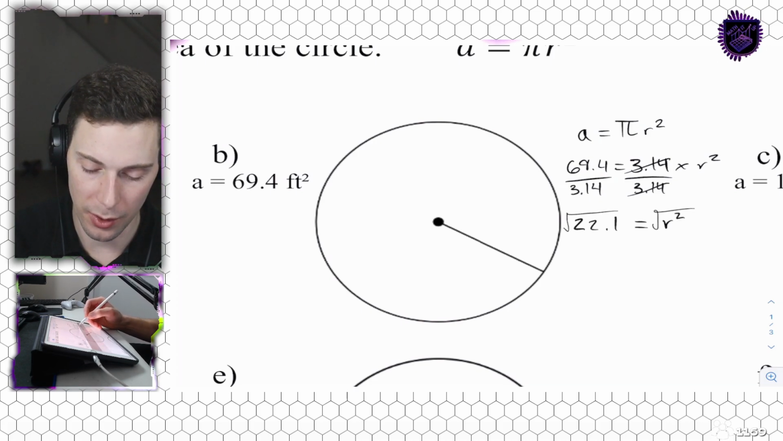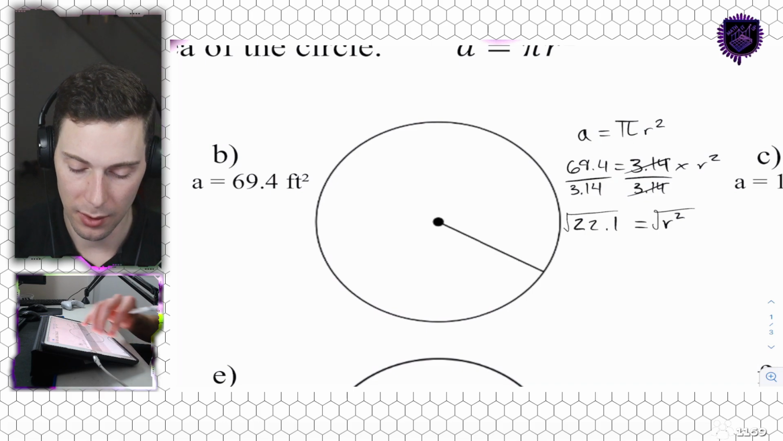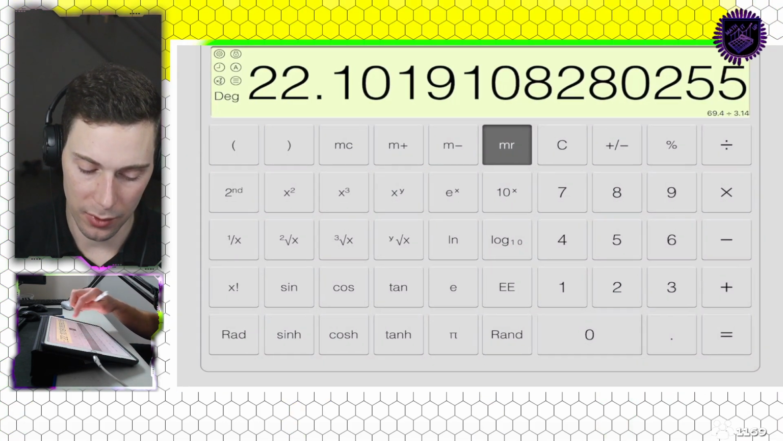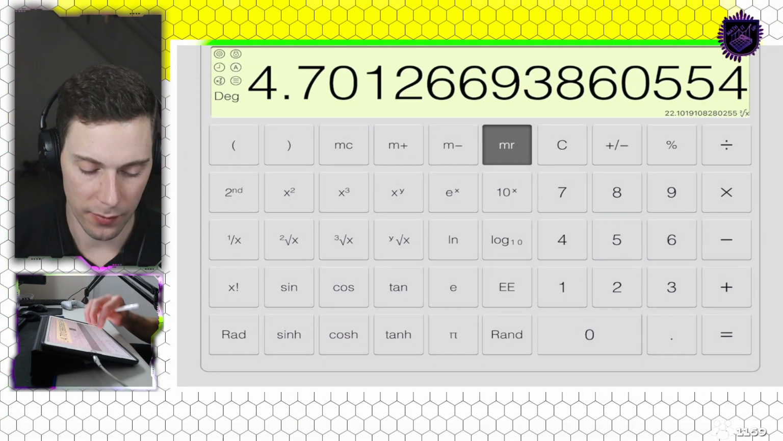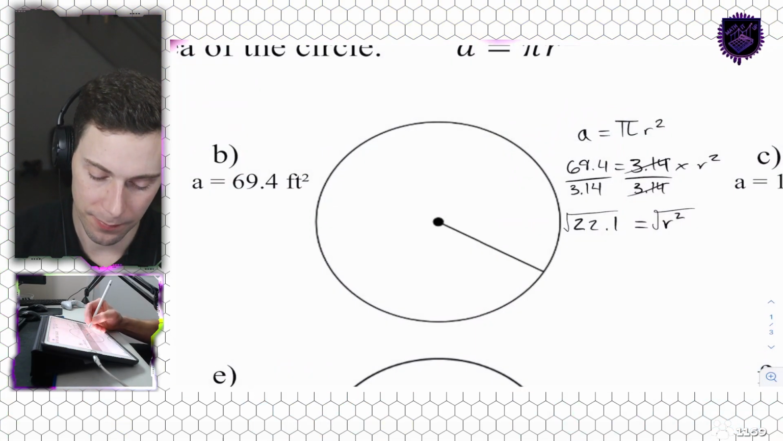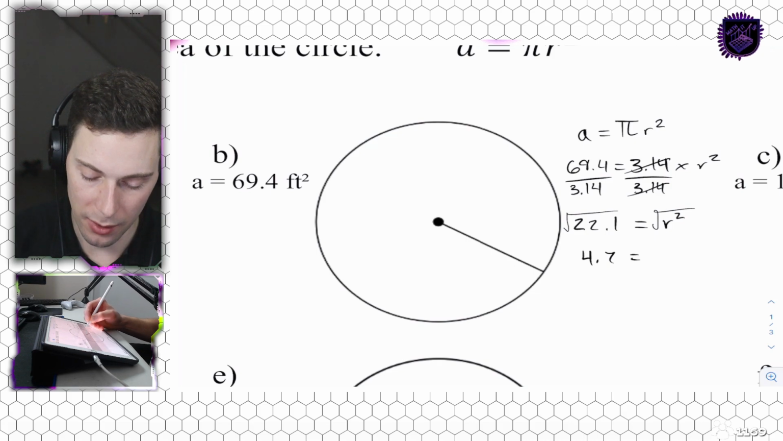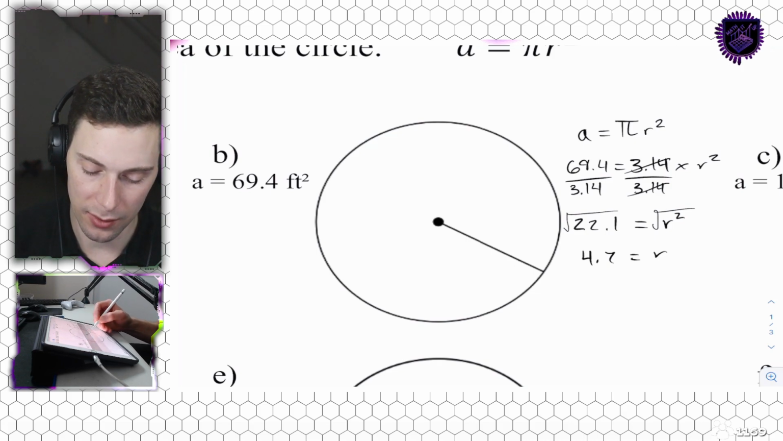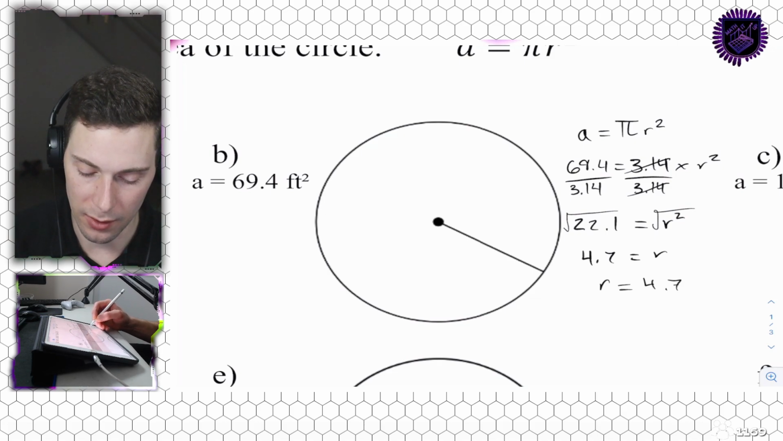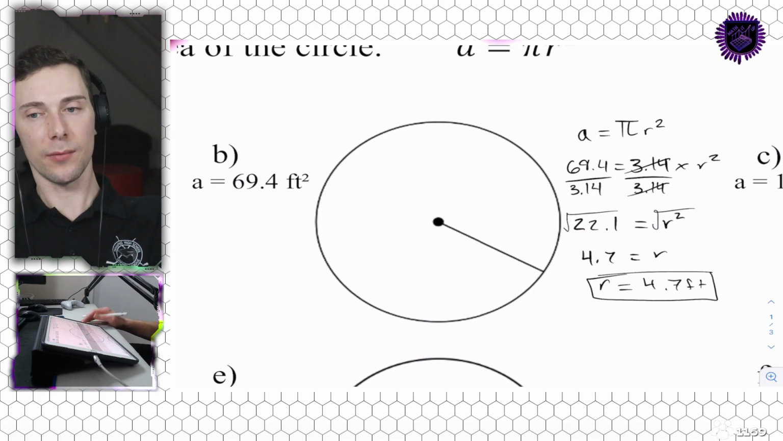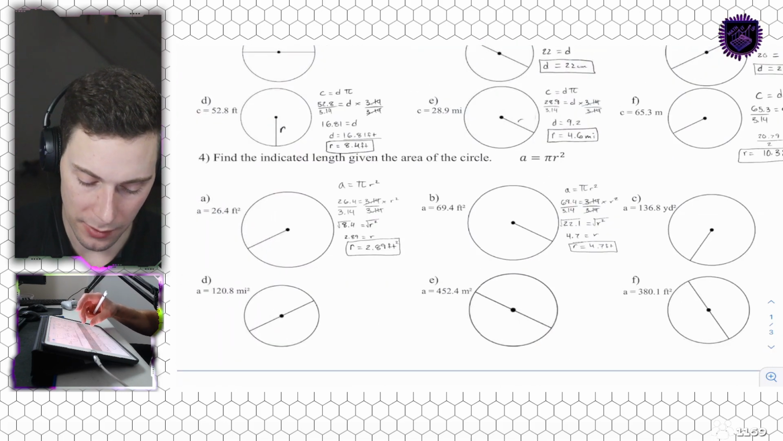So let's square root these bad boys, and we'll square root 22.1, which is 4.7. 4.7 is our radius, or radius is equal to 4.7 feet. That's it. Good there. All right.